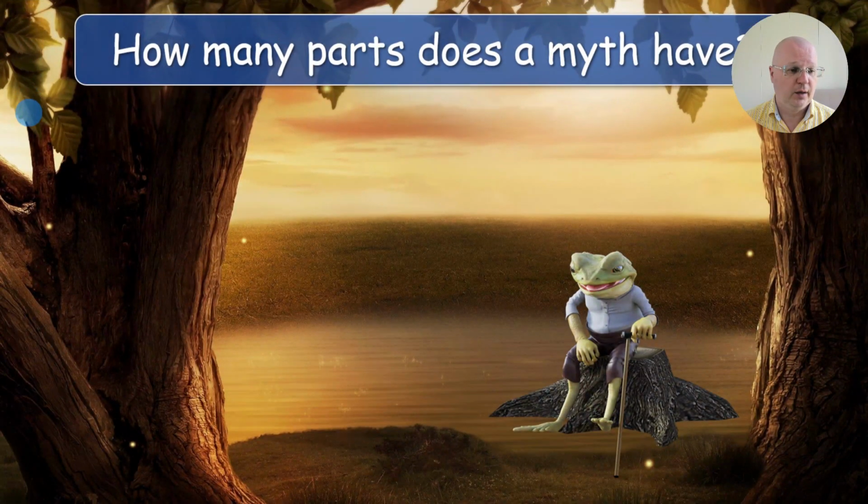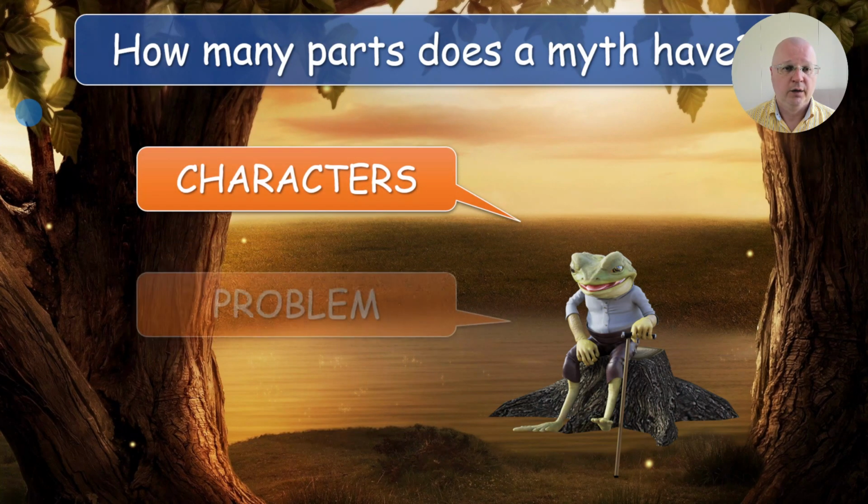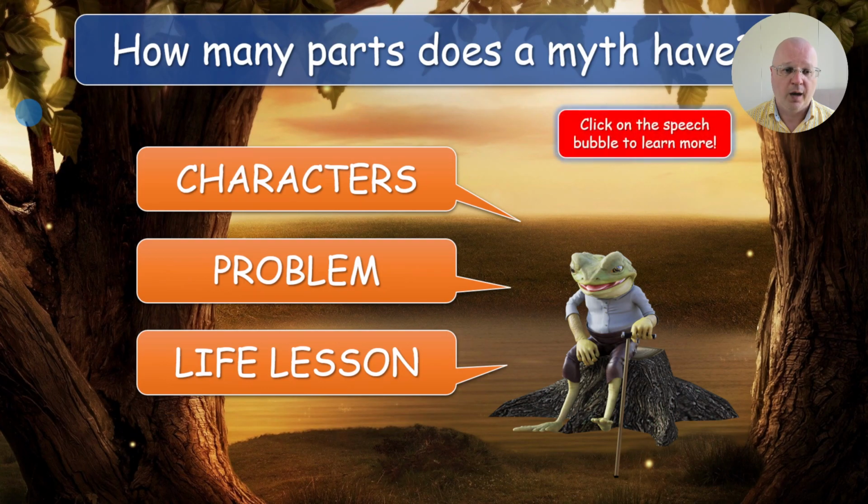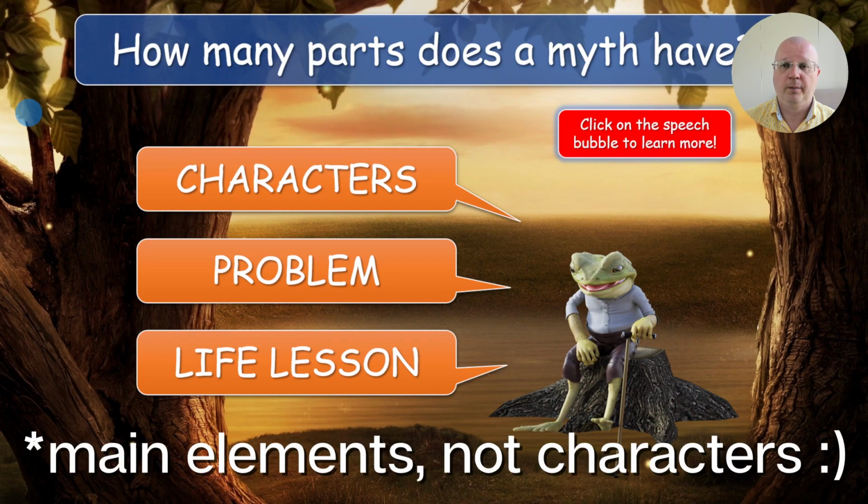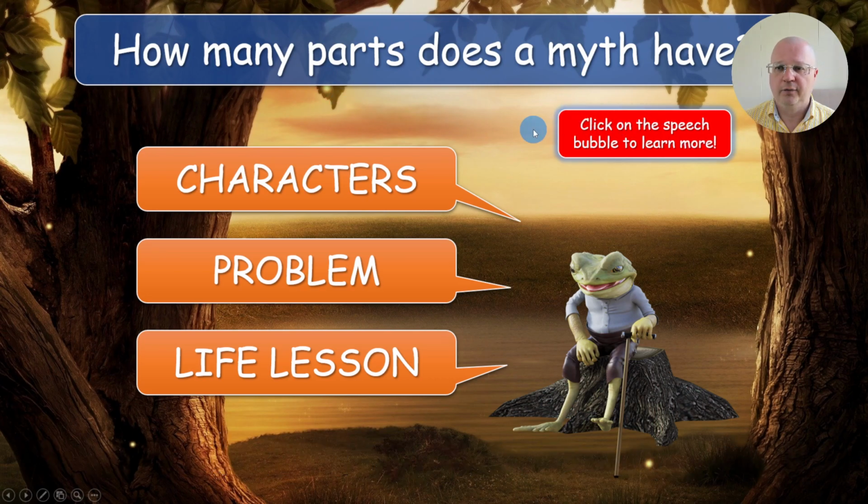And next, in the next slide, you are going to ask how many parts does a myth have, and introduce the parts of the myth. So we have characters, we have problem, and we have life lesson. Well, there are more parts to that, but we are starting slow. We're starting simple. And these are the main characters. So if you click on the speech bubble, it's going to take you to the slide where you can learn more about each myth element.